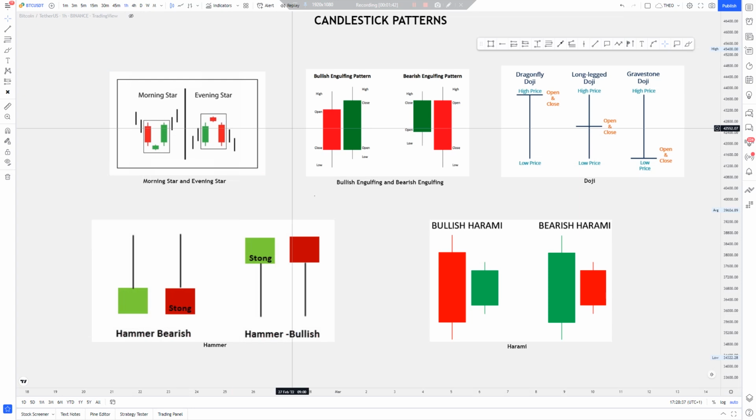And if you can remember vividly when we were talking about market structure and swing points, we said swing points are three candlestick based patterns. So you should always understand that whatever swing point you're looking at, there is bound to be a star pattern there, be it a morning star if it's a downtrend and a swing low, or an evening star if it is a swing high.